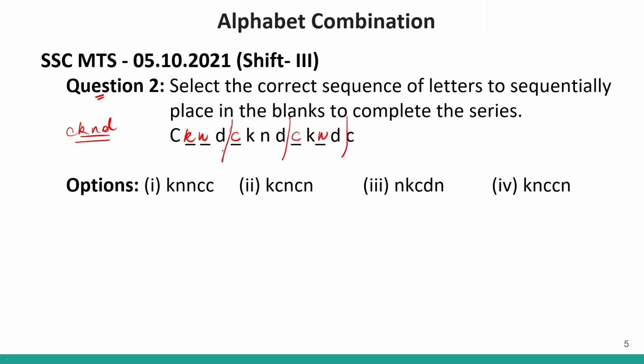So C, K, N, D, then repeating C, K, N, D, then repeating C, K, N, D, this is N. And then again I will get C, K, N, D. But we had to fill blanks up till only this. So what blanks did we fill? We filled K, then we filled N, then we filled C, C, N. So we filled K, N, C, C, N. This is given in option number 4. So option number 4 would be the correct answer to this question. Okay?